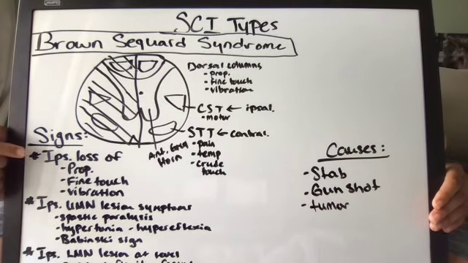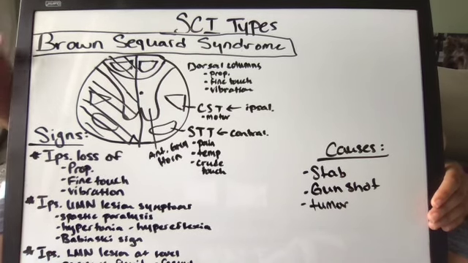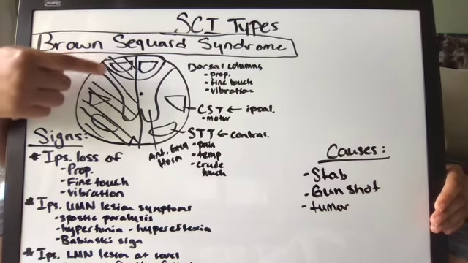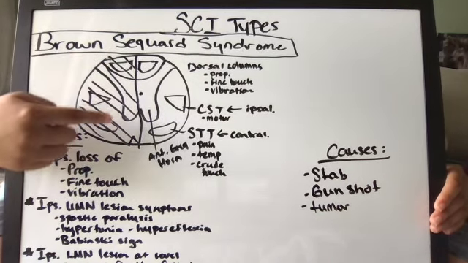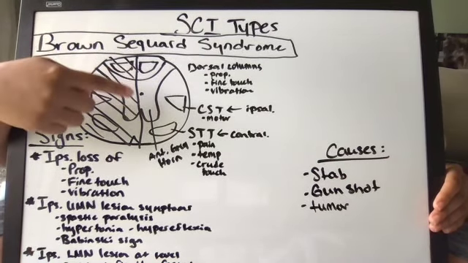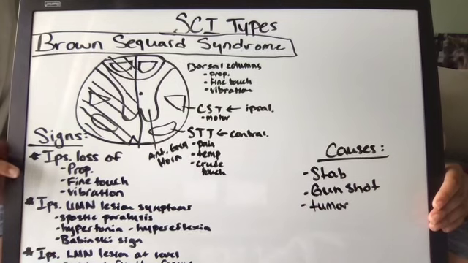Ipsilateral loss of proprioception, fine touch, discriminatory touch, and vibration, which are where? In the dorsal columns, the posterior dorsal columns, because half of that is affected. It is ipsilateral because it is still same side. Okay, no cross, same side.